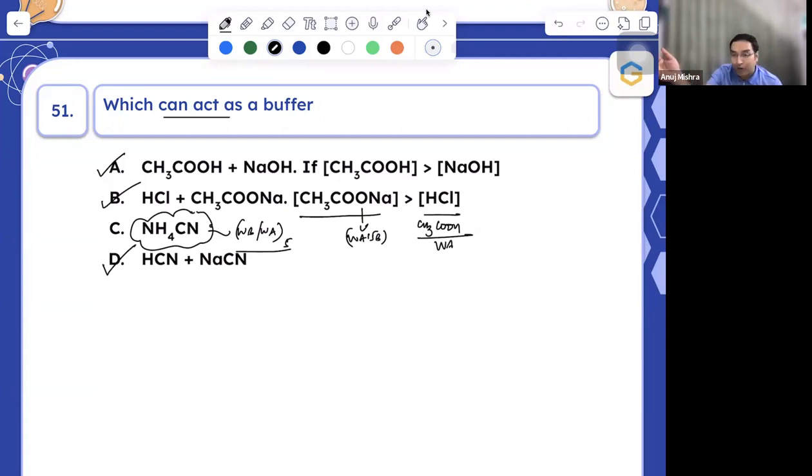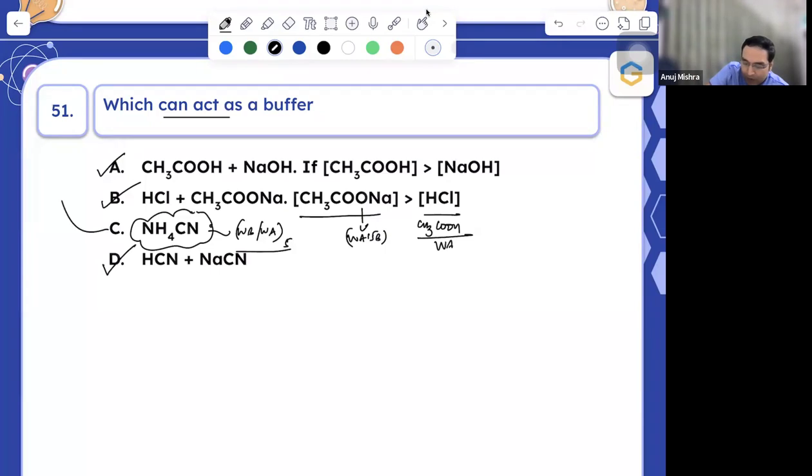Which of the following is a buffer solution? By definition, it should be only two things: a weak acid with a salt of the weak acid with a strong base, or a weak base with a salt of the weak base with a strong acid. It can't be anything else. But the question is, which can act as a buffer? I will mark C also.